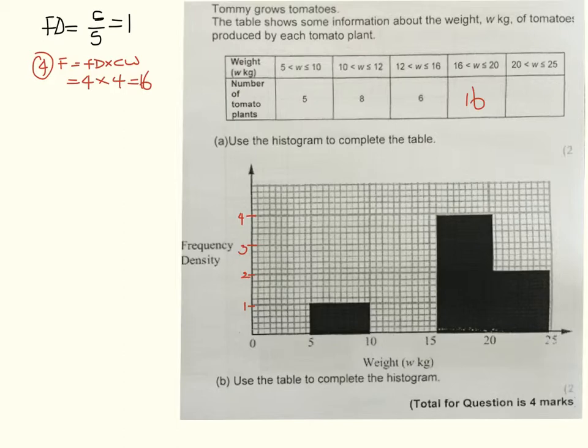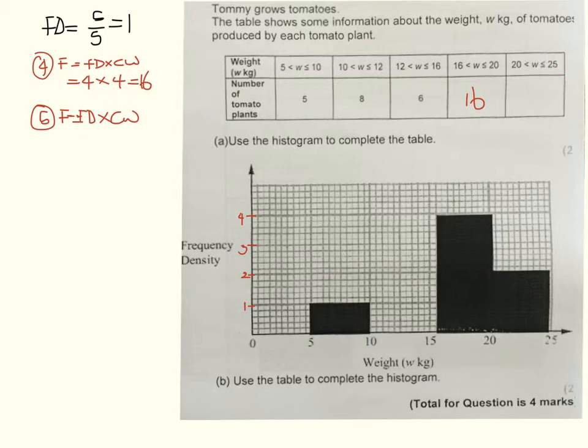And for the last one, this is bar number 5 now. Frequency is frequency density multiplied by the class width. Let's have a look and see what we've got here. The frequency density for this last one, 20 to 25, check it, 20 to 25. Well, let's trace this across here. It looks like the frequency density is 2, and the class width of 20 to 25 is 5.